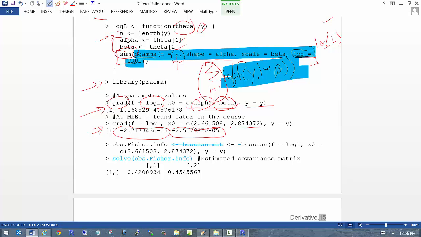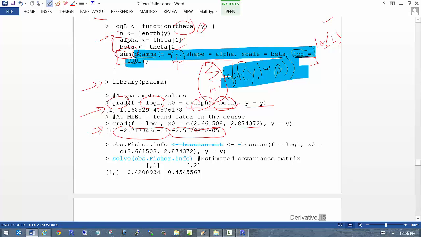Find the Hessian matrix, find the negative of it, and then evaluate the negative of that Hessian matrix at the corresponding maximum likelihood estimates, and then you get the observed Fisher information matrix. If you invert that matrix, then you get the estimated covariance matrix using the basics of maximum likelihood estimation. And so note the small little changes there in blue.